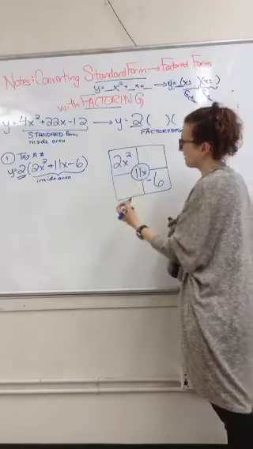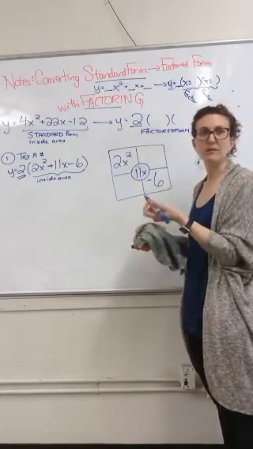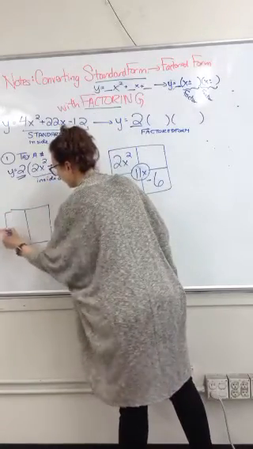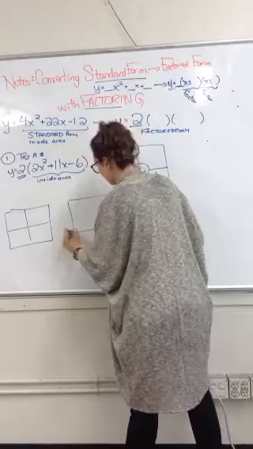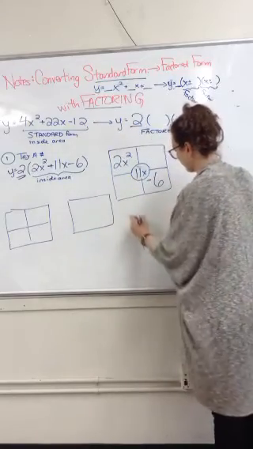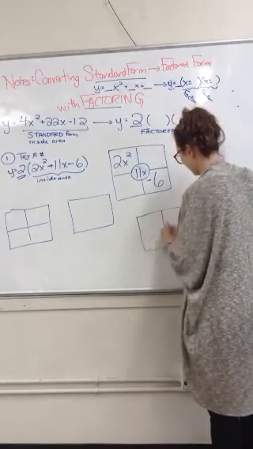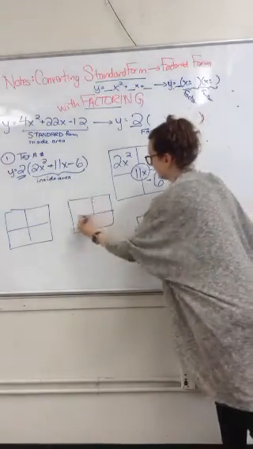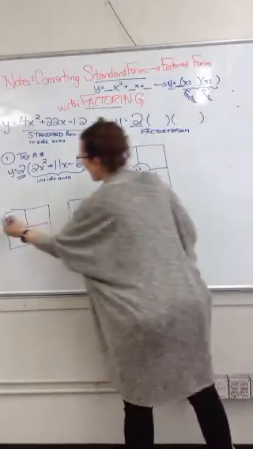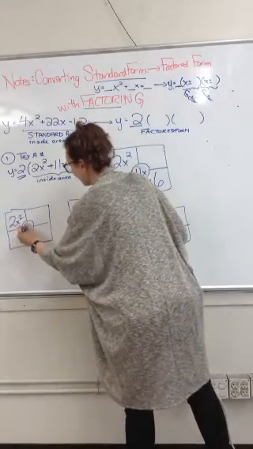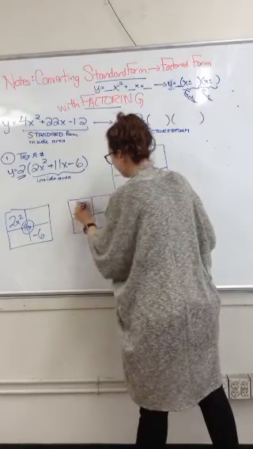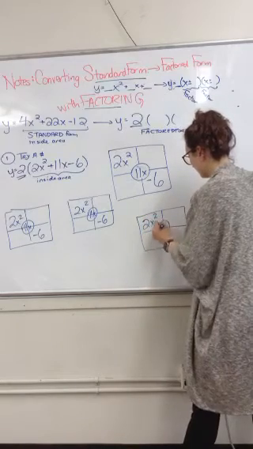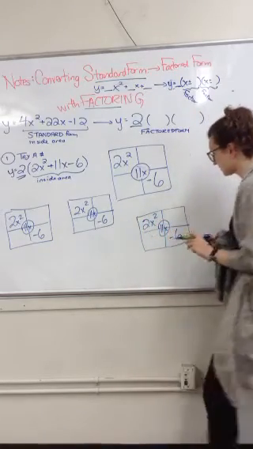Now I like to draw a bunch of them because I know that I'm going to mess up. I'm going to try a bunch of different things. So I'm going to draw myself 3. And if I need more than 3, I'll just erase them and keep going from there. This is getting really messy. So, okay, I know that I have 2x squared, 11x, and negative 6. So I'm going to fill those in. 2x squared, 11x, negative 6.